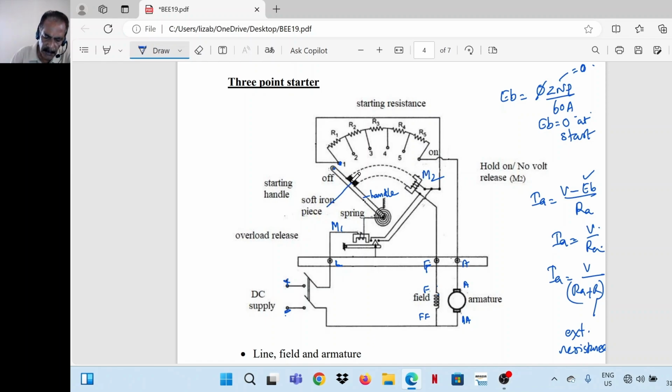This is a soft iron piece. Starting handle, this is the starting handle. This thing with the black shade is a soft iron piece. There is a spring here because the handle is to be kept in off position when the motor is not in operation. So due to the action of the spring, the handle is always in the off position. Always means when the motor is not operating, it will be in this position.